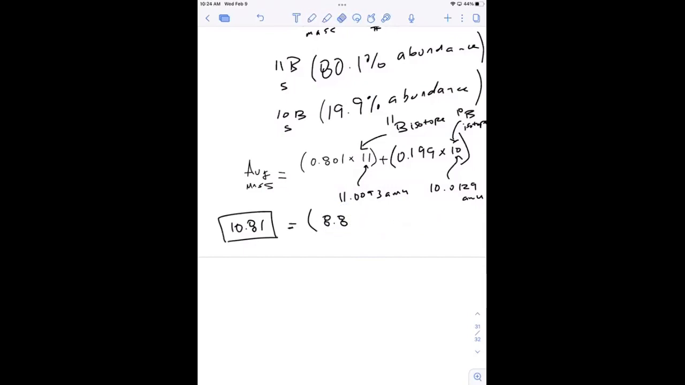So 8.818, and that's plus... What did you get for the other number? I got 1 point what? 1.99. All right. So those two numbers combined will give you your average mass.